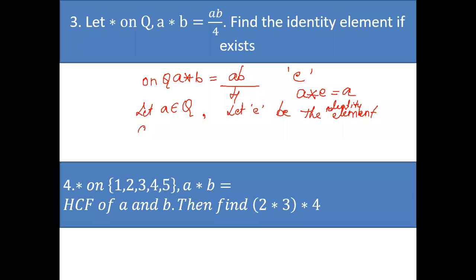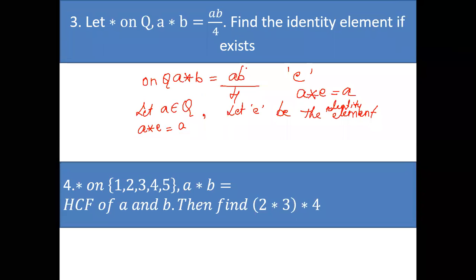Now what should happen? If a star e gives me a, I can confirm, and I can find what the value of this E might be. I have taken E as the identity element, but to be an identity element it must satisfy this particular condition, that is, a star e is equal to a. What is my task? My task is to find the value of E. I don't know what the identity element is, so I am taking it as E. But I know that if a binary operation has an identity element, then it should satisfy this condition. So a star e is equal to a. Now we know what a star b is.